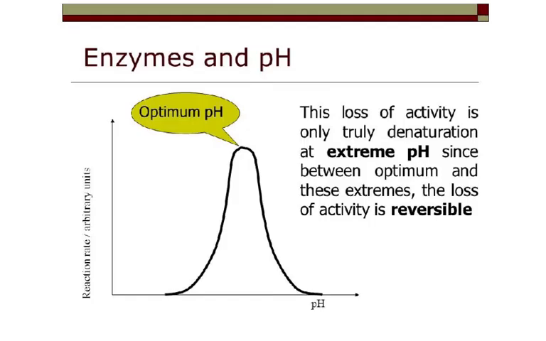Now, every enzyme has its own optimum pH as well. Just like enzymes have an optimum temperature, they have an optimum pH as well. And the loss of activity is only truly denaturation at extreme pH, since between optimum and these extremes, the loss of activity is reversible. You see, in denaturation by temperature, you could not reverse it, but with pH, if you alter the pH, then it is reversible.